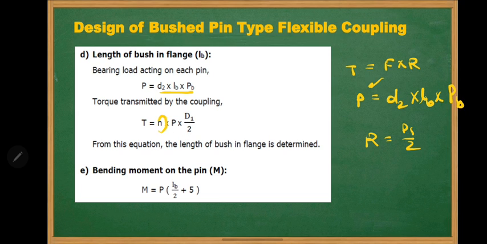Here N is the number of pins, so T equals N multiplied by P multiplied by D1 by 2. From this equation, the length of the bush in the flange is determined.